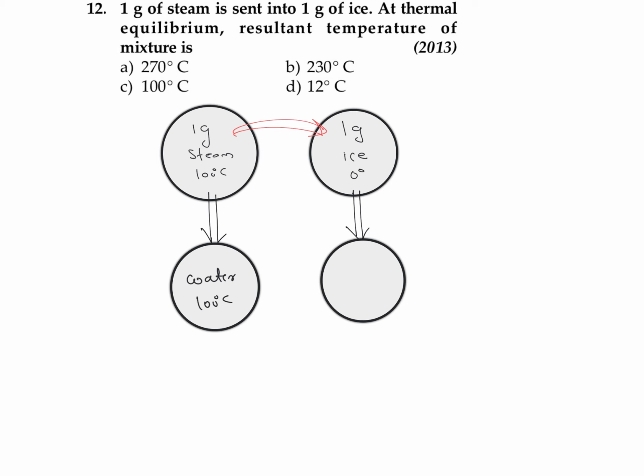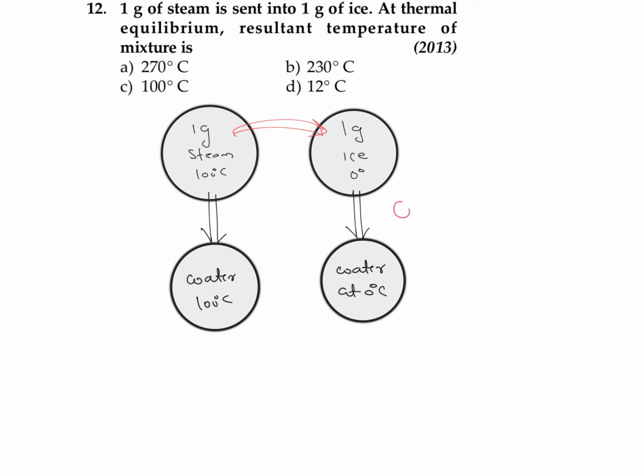Like that, on the right side, as we are supplying heat energy to ice, there is a possibility that ice may be converted into water at 0 degree Celsius. So we are writing the possibilities. It is not necessary that steam is going to convert into water, or that the entire ice is going to convert into water.